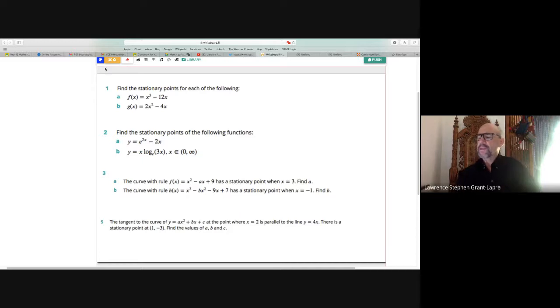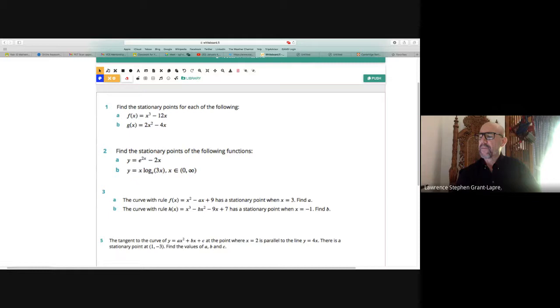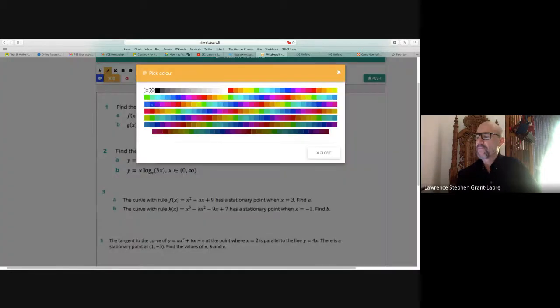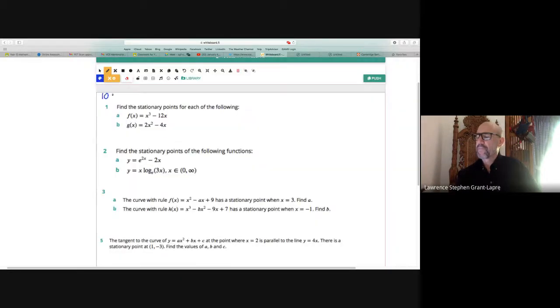So let's look at these questions. These are from 10C. Find the stationary points for each of the following. Well, we want to get the derivative. Find the stationary points: 3x squared minus 12. And at the stationary points, the derivative is going to equal 0. So we let that equal 0 and solve it.